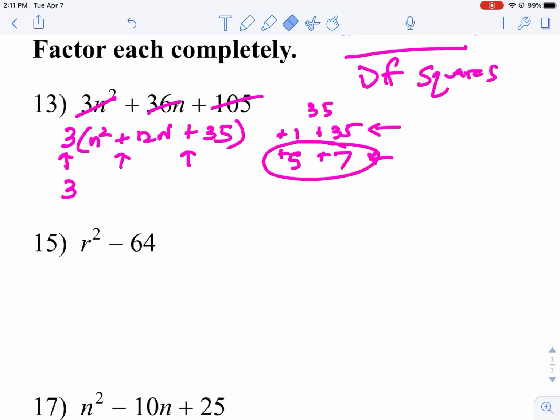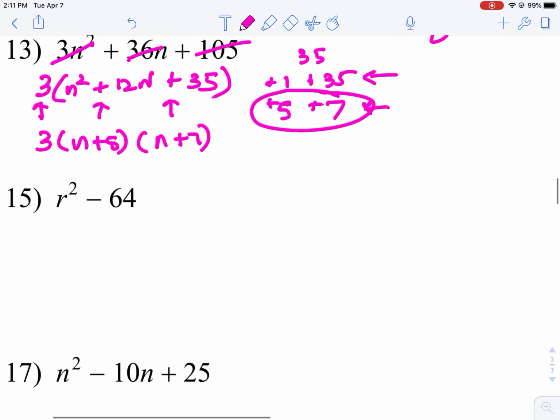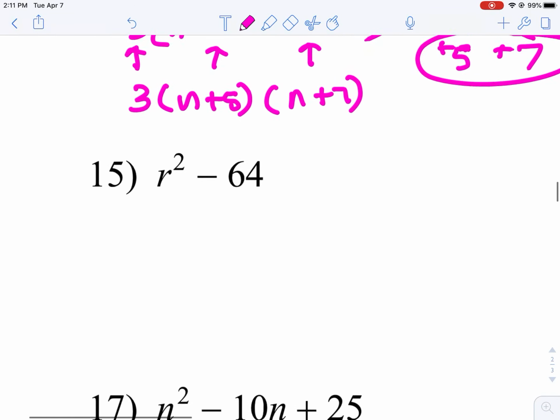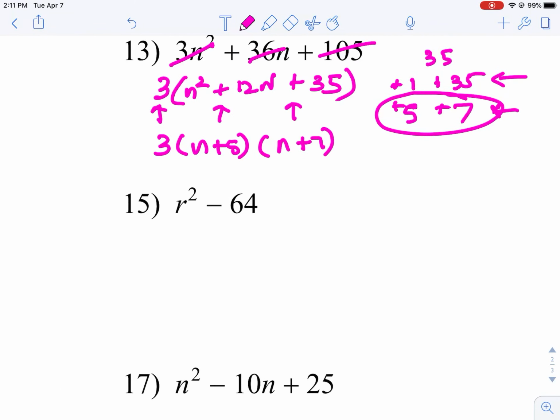That comes from here. And that's n plus 5, n plus 7. And you factor, okay? We've done quite a bit. You should be getting pretty good at that.